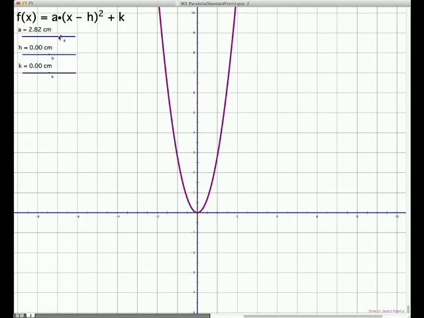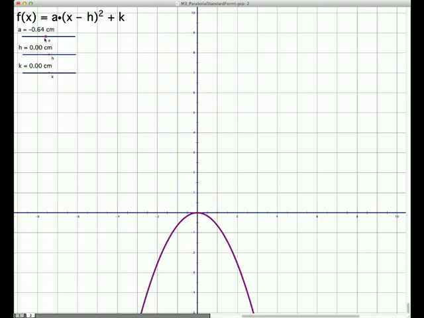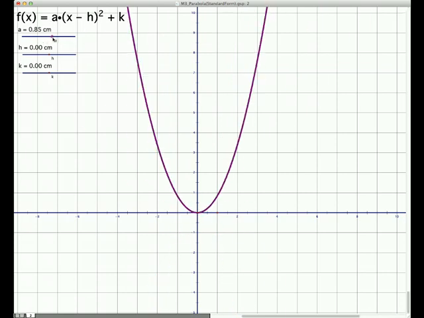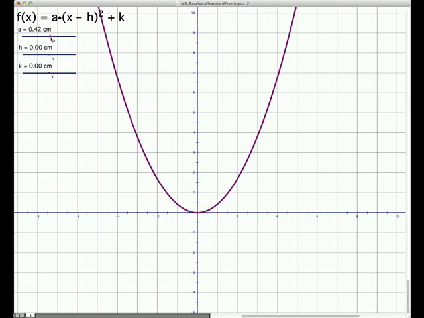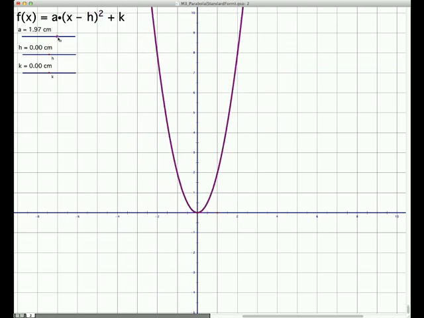And a affects this the same way as the previous one. When it's negative, it opens down. When it's between -1 and +1, it's a smoosh. When it's beyond those, it's a stretch. So all sorts of different things there.